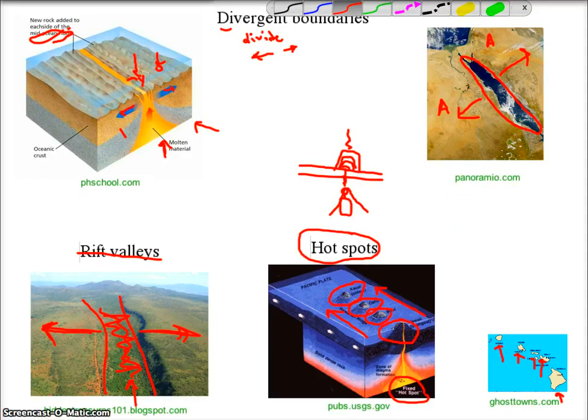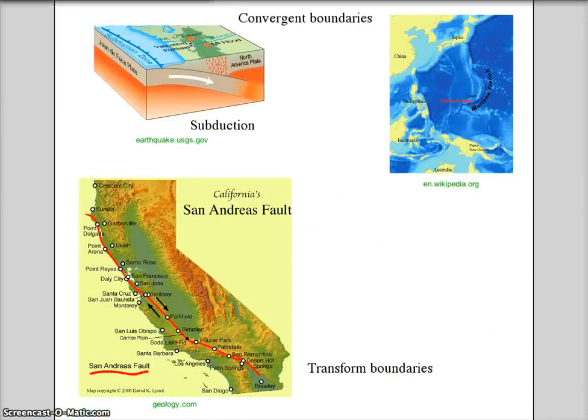Okay, I want to talk about one of the other kinds of boundaries. I want to talk about convergent boundaries. I'll put this one in black. Convergent boundaries here are ones that push together. They are the plates that push together.